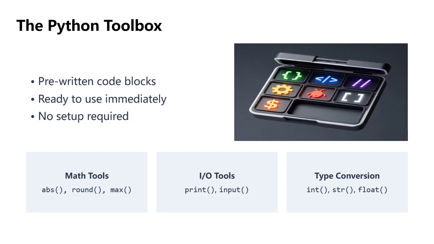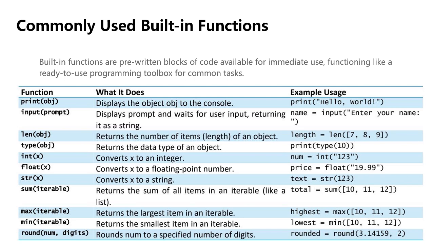You might already be familiar with our I/O tools. For instance, print is used to display output, while input allows us to collect data from the user. These are essential for any interactive program. Then we have math tools like abs for absolute values, round for rounding decimals, and max to find the highest number in the list. They save us from having to write the mathematical logic ourselves. Lastly, we have type conversion tools. These are vital for changing data between formats, like converting a piece of text into a number so we can perform calculations.